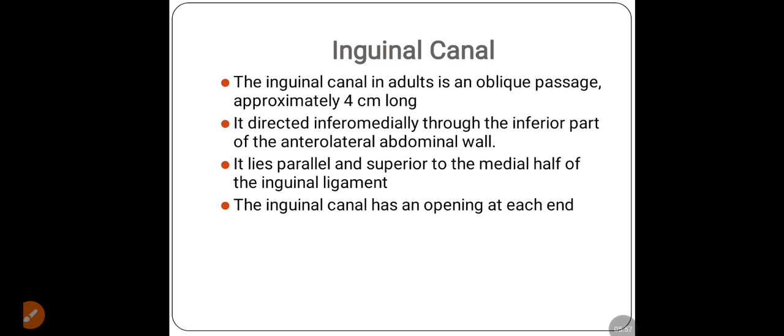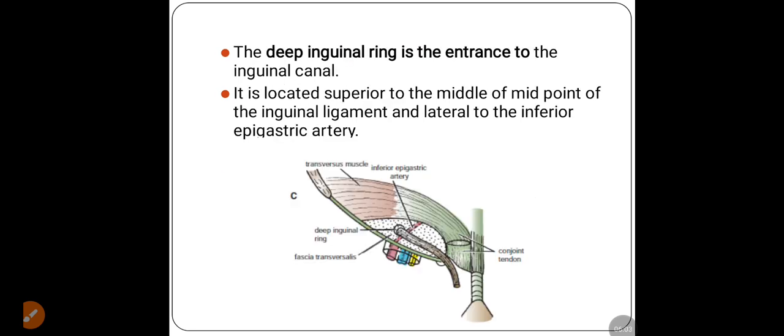The inguinal canal, like a pen, has two openings, a superficial and a deep opening: the deep inguinal ring and the superficial inguinal ring. The deep inguinal ring is located in the fascia transversalis. Where in the fascia transversalis? At the midpoint of the inguinal ligament.